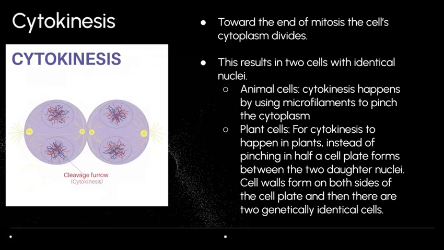Even though the DNA is divided, the cell itself still needs to split. This is called cytokinesis. In animal cells, the cell uses microfilaments to constrict or pinch the middle of the cell until it pops into two. However, plant cells have a rigid cell wall, so they can't pinch. Instead, they build a cell plate down the middle. New cell walls form on both sides of that plate, resulting in two genetically identical plant cells. This marks the official end of the division process.